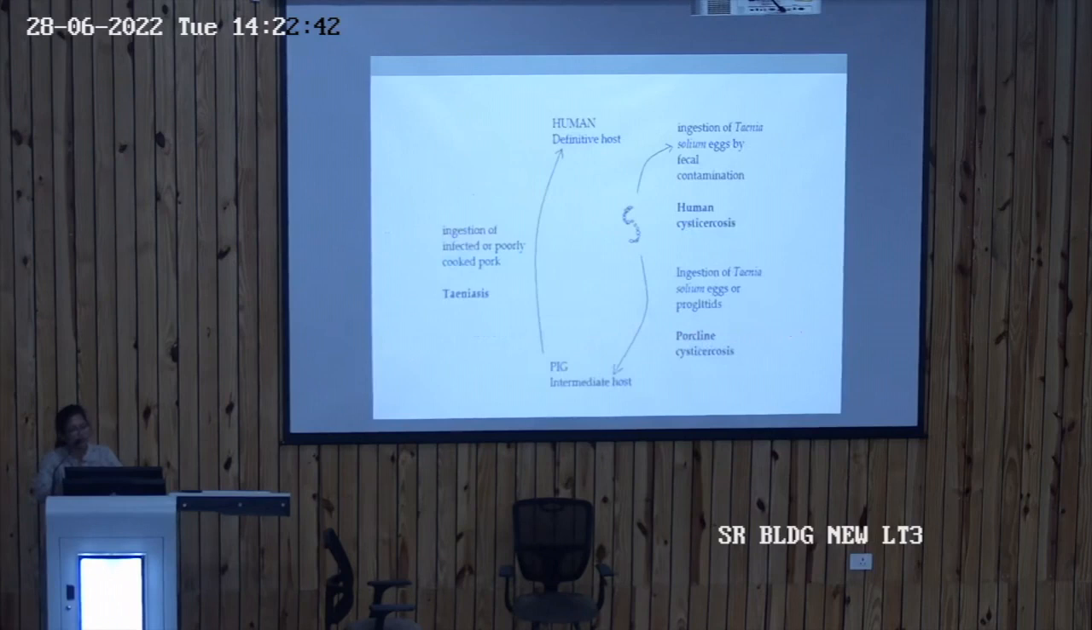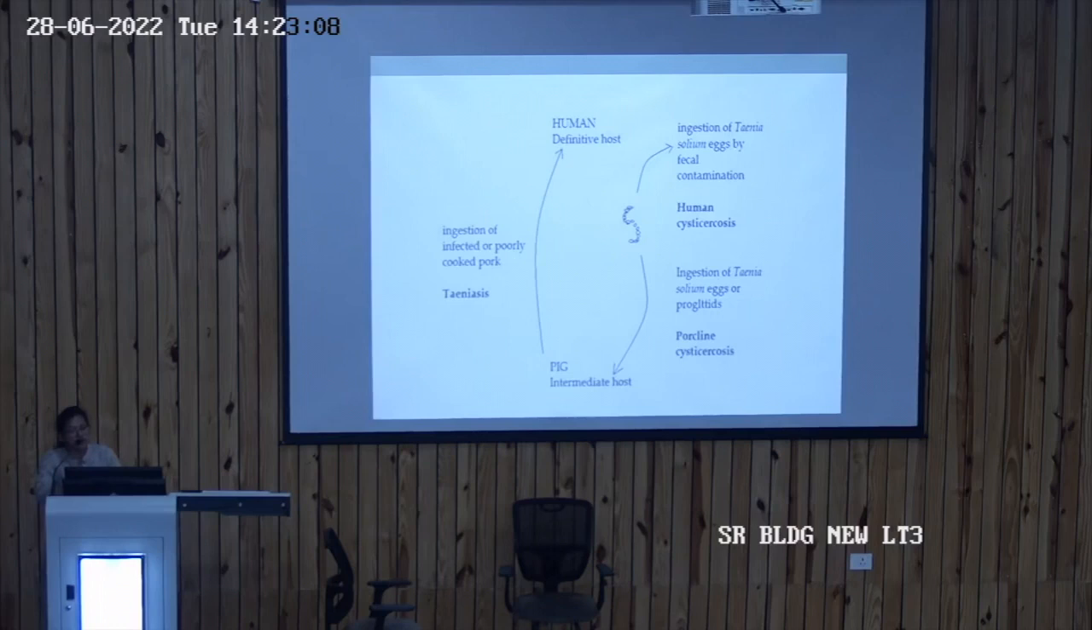So these are two things. Can you see there is teniasis and there is human cysticercosis. When there is ingestion of infected or poorly cooked pork, the person has mild abdominal symptoms and there is development of mature adult tapeworms inside the body, and they do not cause cysticercosis. That is called teniasis.